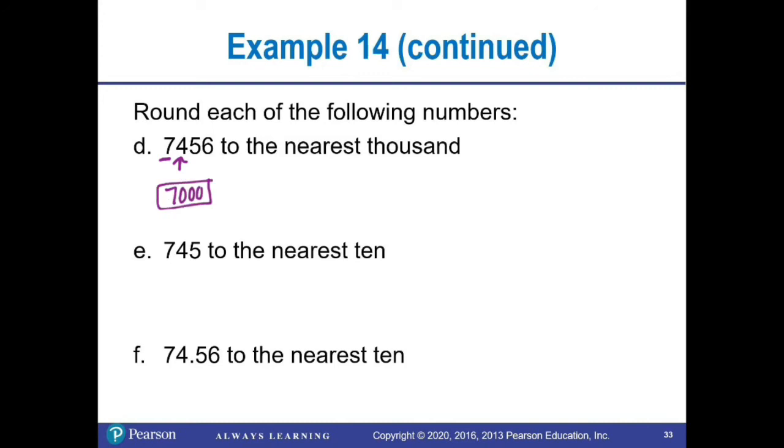Now look at part E. We're rounding to the nearest 10. So in the tens place is a 4. To the right of the 4 is a 5, so that tells me I go up, so this would round to 750. Finally, part F, again we're rounding to the nearest 10. The 7 is in the tens place. To the right of that is 4. This is less than 5, and so this rounds to 70.